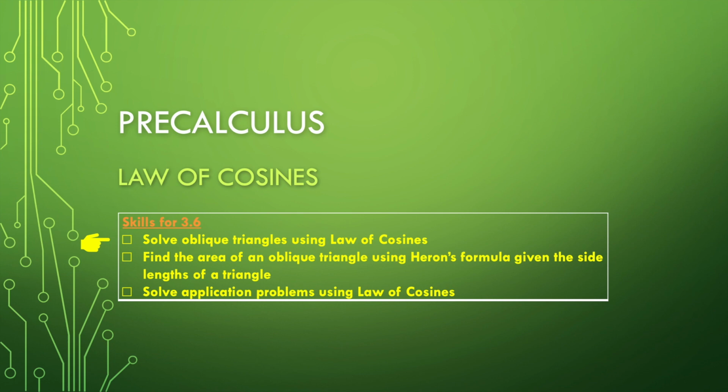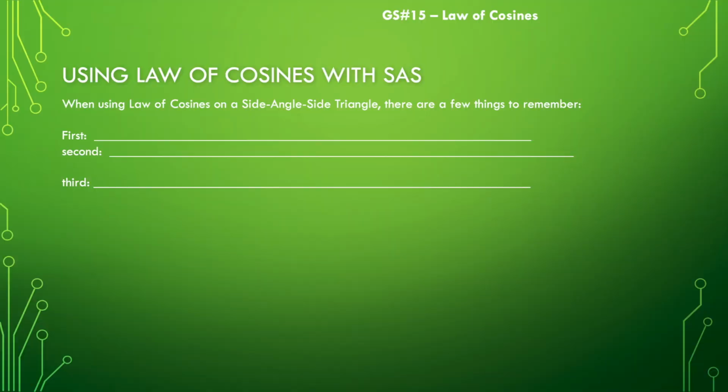the angle that is between those two sides. So let's jump in. The first type of triangle is an SAS triangle. This is a triangle where we are given two side lengths and the angle measure that is between the two side lengths. So when we're given this information, we definitely need to use the law of cosines, and there are a couple of things that we need to remember.